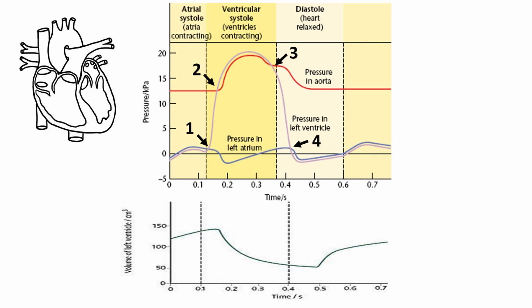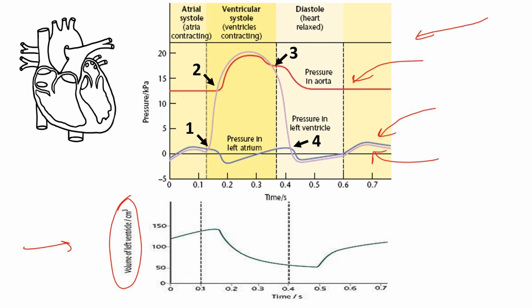This graph shows the volume and pressure changes in the left-hand side of the heart. At the bottom, we've got the volume found in the ventricle, and at the top, the pressures in the different vessels and chambers. The pressure in the aorta is in red, the pressure in the left atrium is in blue, and in purple, the pressure in the left ventricle. Another really important thing to bear in mind is that an increase in volume causes a decrease in pressure, and vice versa. A decrease in volume causes an increase in pressure.